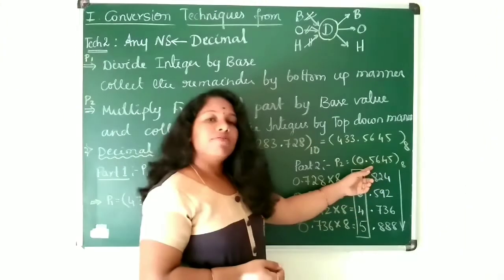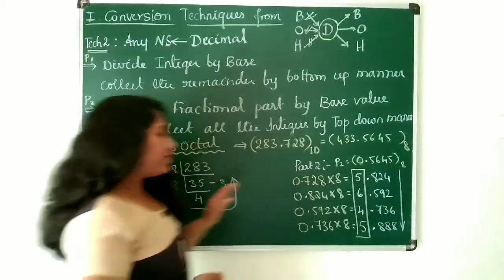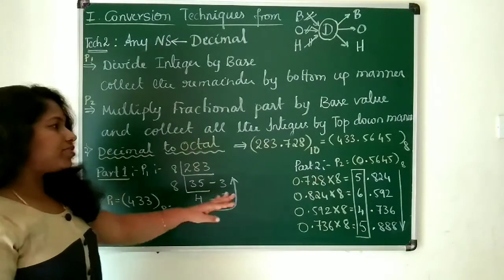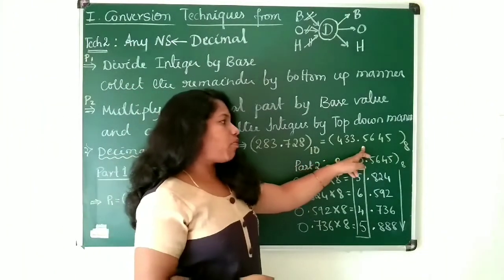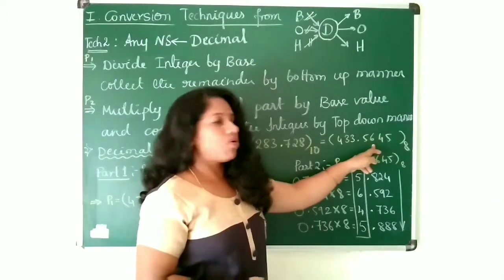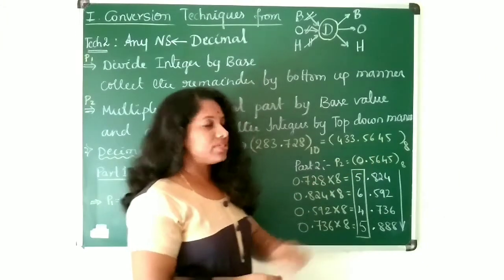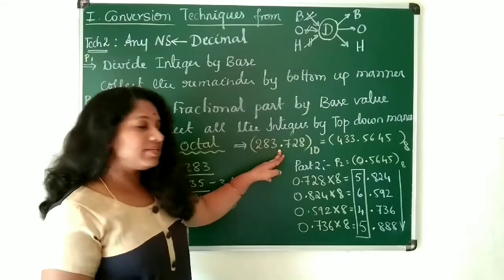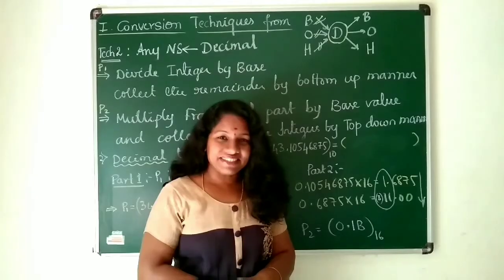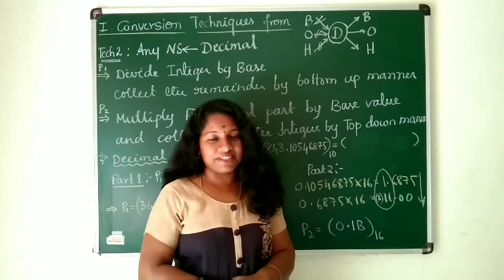so that your fractional part conversion is over and integer part conversion is over. Combine these two, you will be getting 433.5645. This is the octal value, which is equal to 283.728. Let's convert decimal number system to hexadecimal number system.